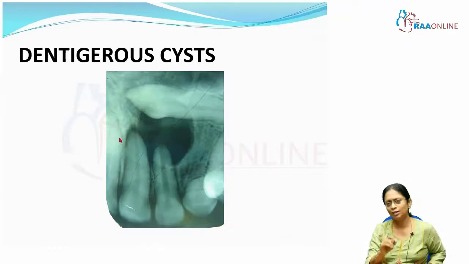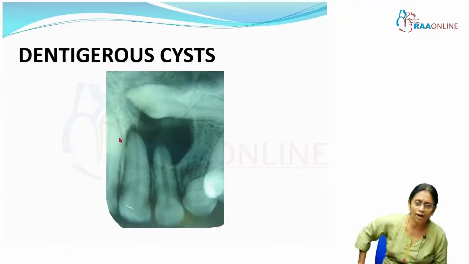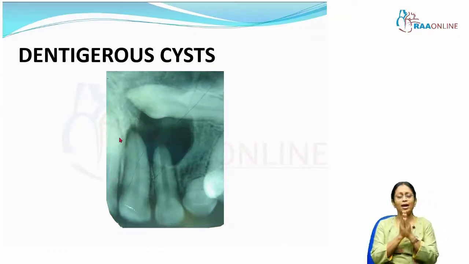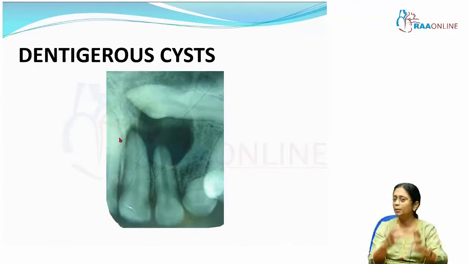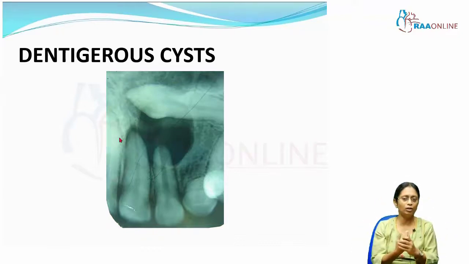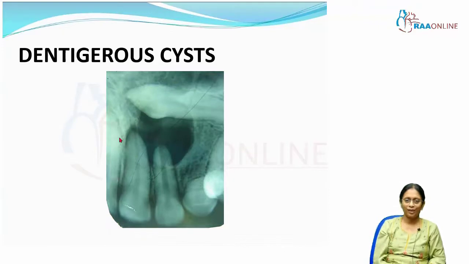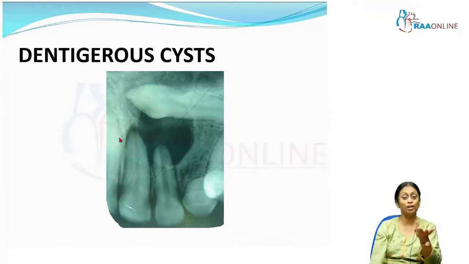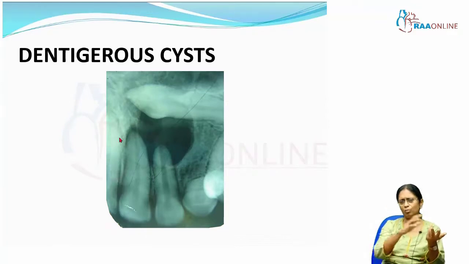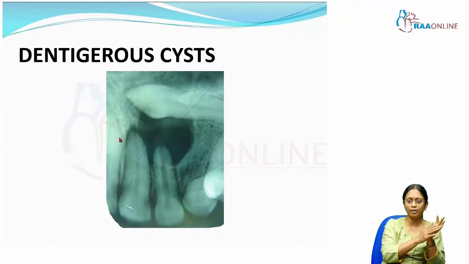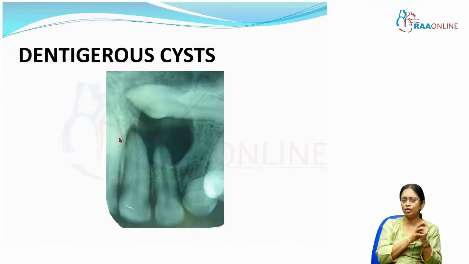Okay. Now, this is a tricky scenario. When I say it is an impacted tooth, the cyst will be around the crown of the tooth. Look at this. Do you think that is a radicular cyst or a dentigerous cyst or what, or a nasopalatine? Nasopalatine is a bit more lateral here. It's not in the center, so it can't be nasopalatine. So I'm eliminating nasopalatine.